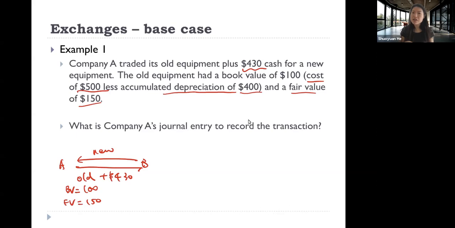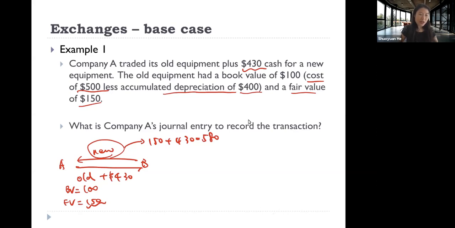In this situation, first of all, we need to calculate the fair value of the new equipment. If this is a fair transaction, then the fair value of the asset given by company A should be equal to the fair value of the asset received. So what is the fair value of this new equipment? The cost of the new equipment is the fair value of the asset given by firm A, which is 150 plus 430. So that is 580.